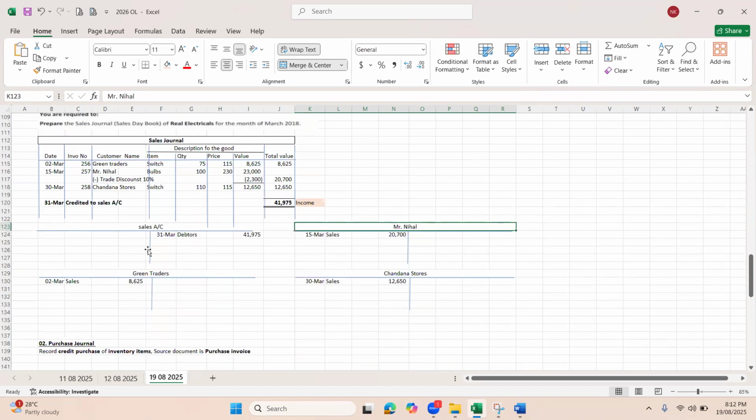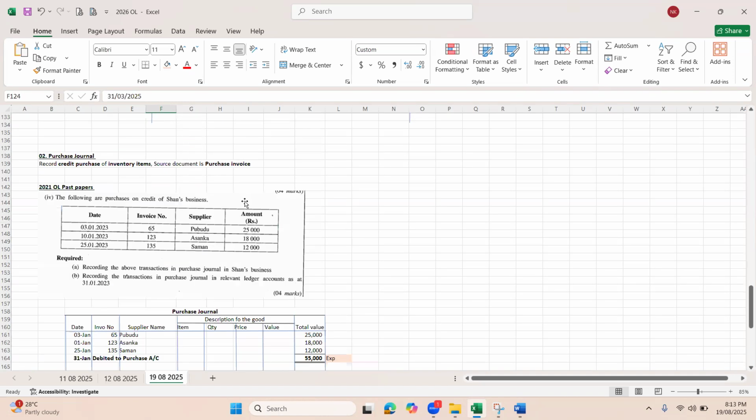So sales account we have credited here. You can see sales account has been credited, and the relevant debtors, here we have three debtors, Green Traders, Mr. Nihal, and Chandana stores, that has been debited. Right. So remember the double entry that is used for credit sales is relevant debtor debit, here the relevant person. Then sales is an income, sales account will be credited. So here the source document is the sales invoice, and here we record the credit sales of inventory items. Very important.